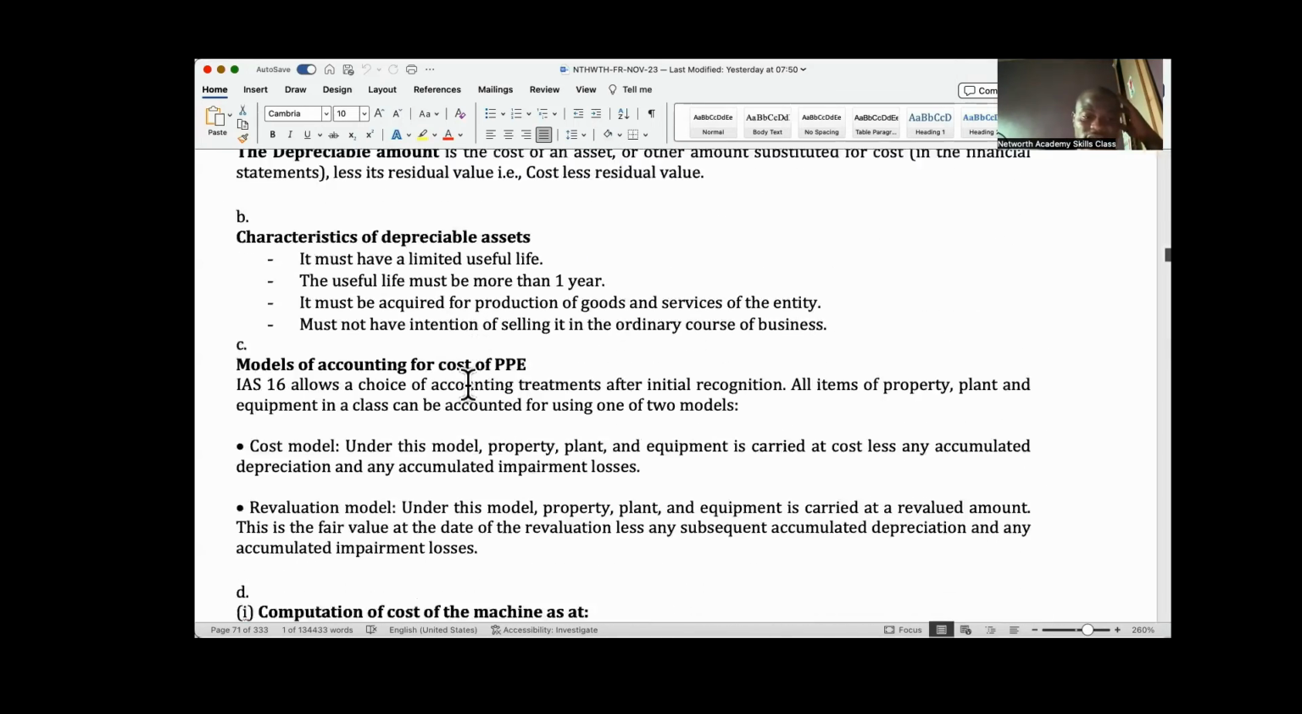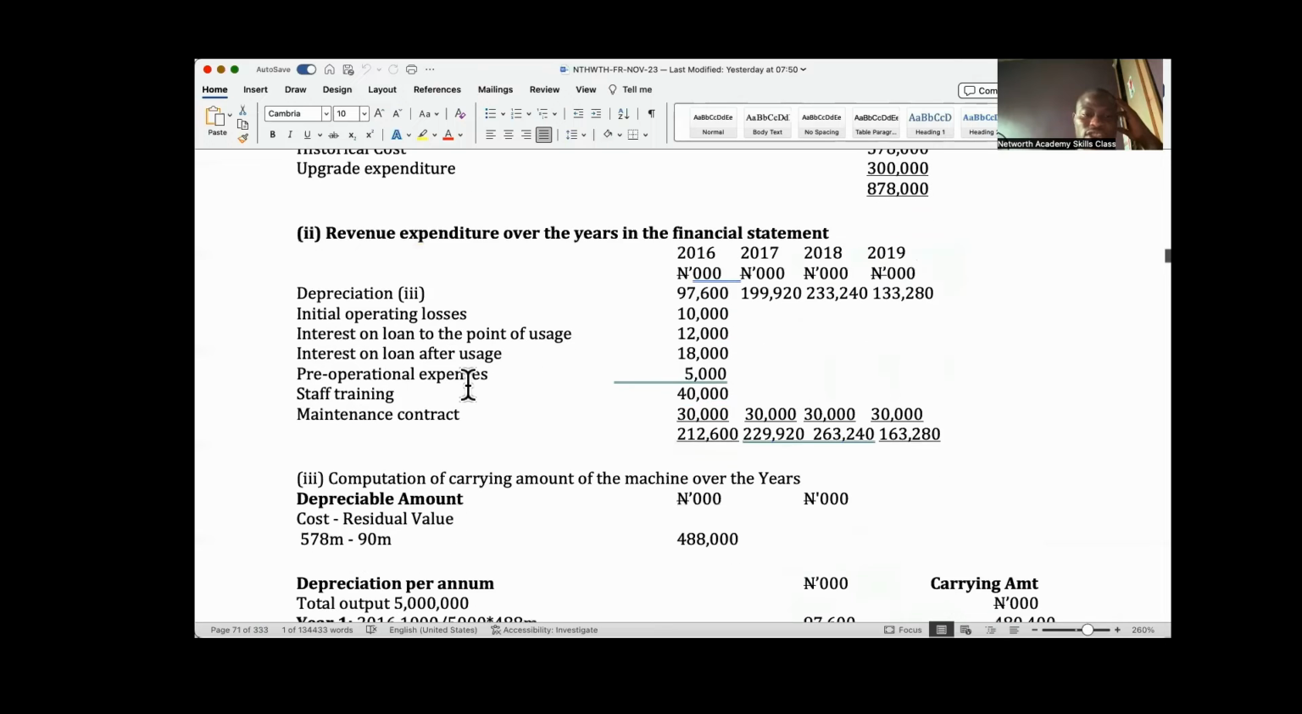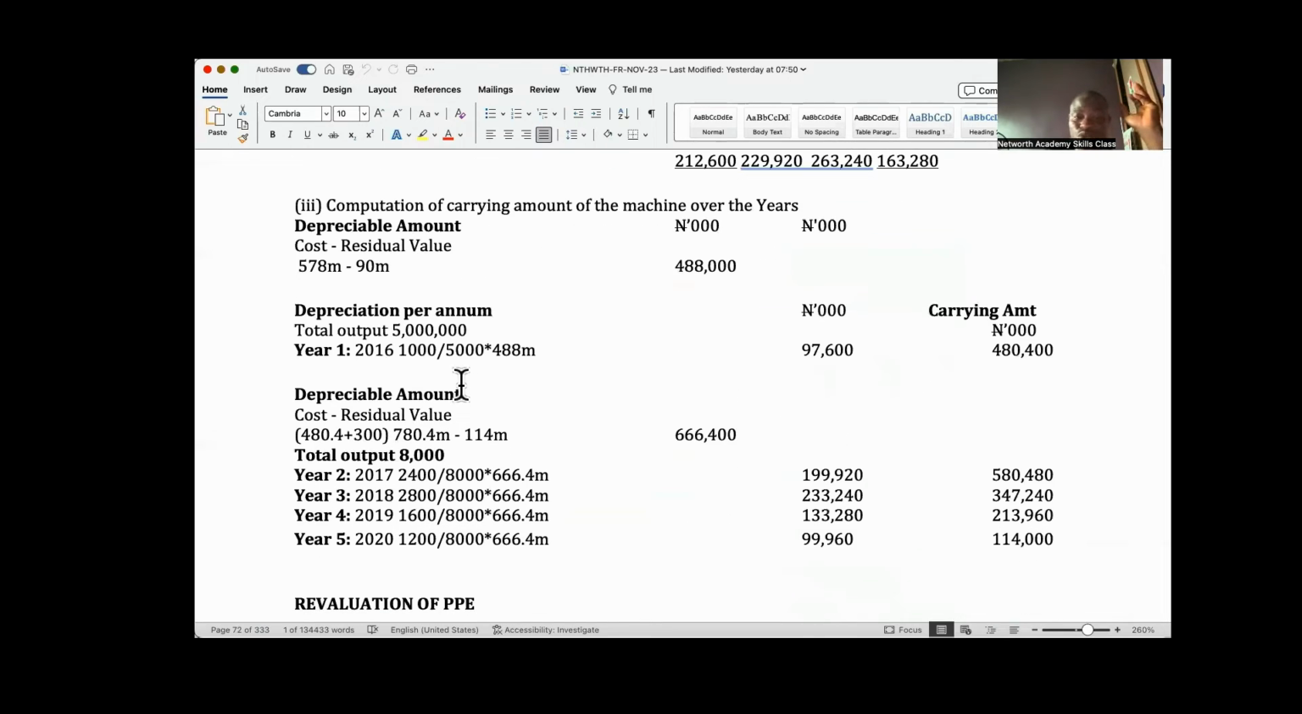For my analysis, when I was explaining it to you, I told you that ordinarily our total output before was 5 million, let me shorten it, 5,000. We have produced 1,000 in year one. The remaining should be 4,000. But as a result of the subsequent costs, they told us in the question that it has increased to 8,000. 4,000 to 8,000. That's double.